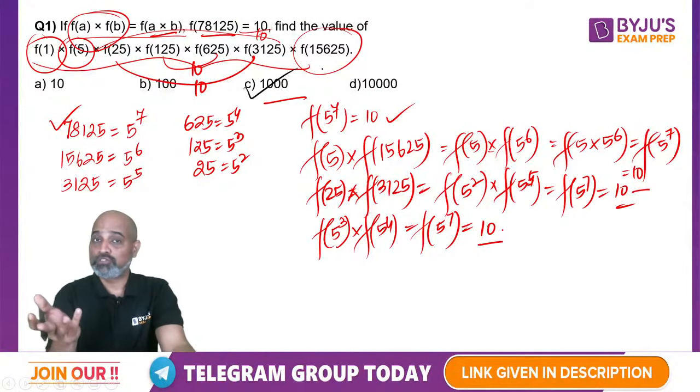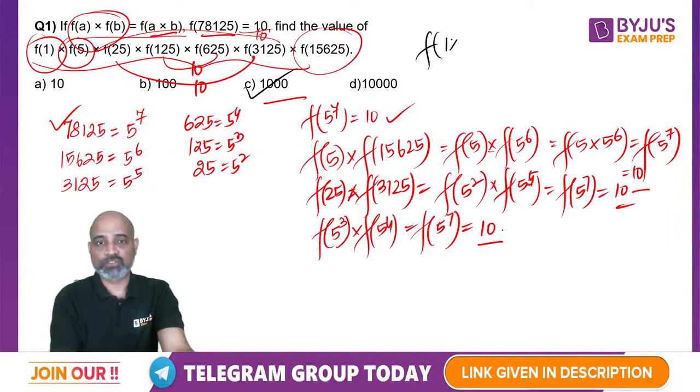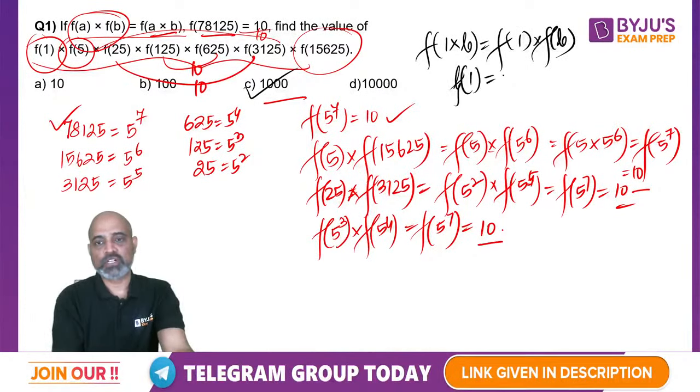Or, if you are not satisfied with the logic that f of 1 is definitely not 10, then you will have to write it like f of 1 into b is equal to f of 1 into f of b. So this results in f of 1 is equal to 1.